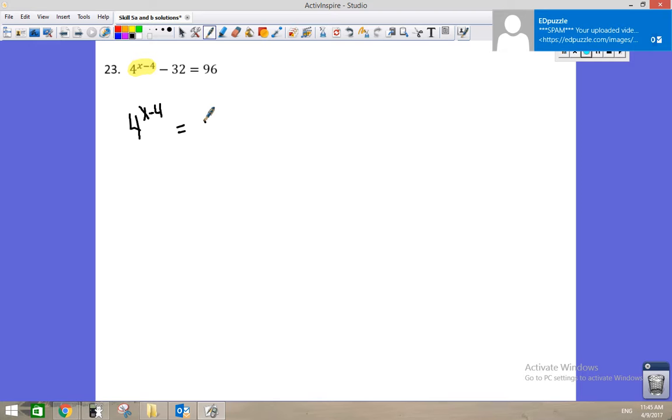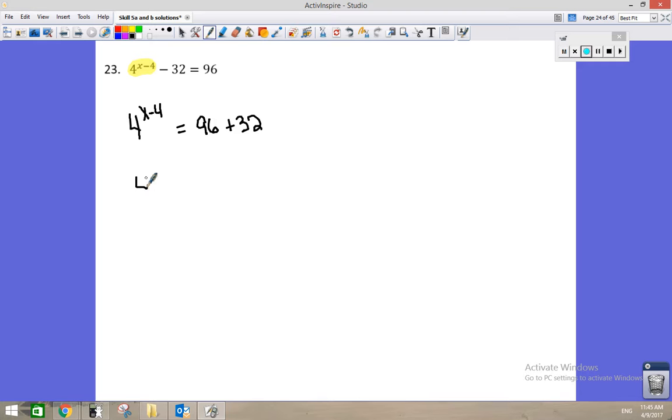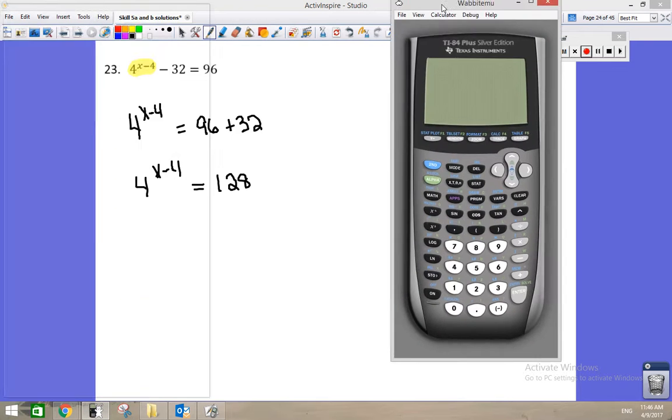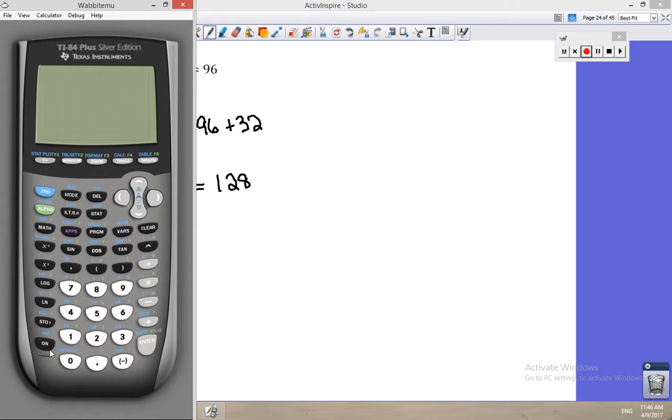So I've got my 96 plus 32 over here. So this 4 raised to the x minus 4 is 128. Now, I need to write this with the same base. The idea is, so this 128 is 2 to the maybe to the 7th power. Let's play around. 2 raised to the 7th power.